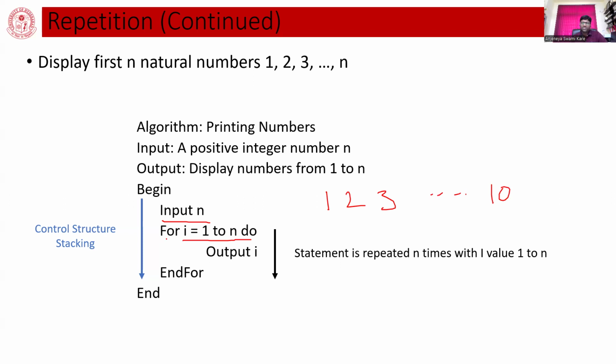So this initialization, condition, and incrementation are combined, part of the construct itself. There is no need for separate initialization, incrementation, or condition for the for loop. That is why this is a preferred choice when you want to write repetitive statements. Here also you can see the statements are repeated n times, with I values ranging from 1 to n. For each value of I in the range 1 to n, the statements inside the for loop will be executed.